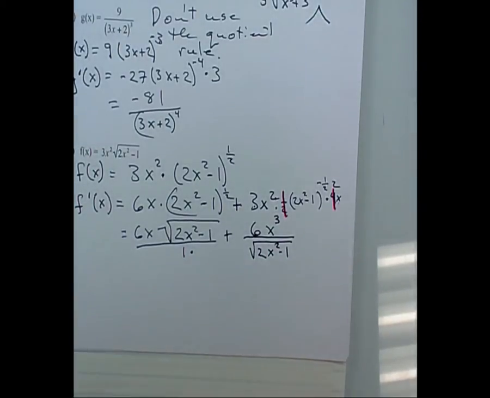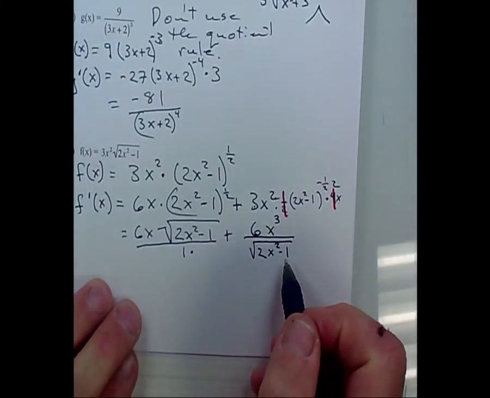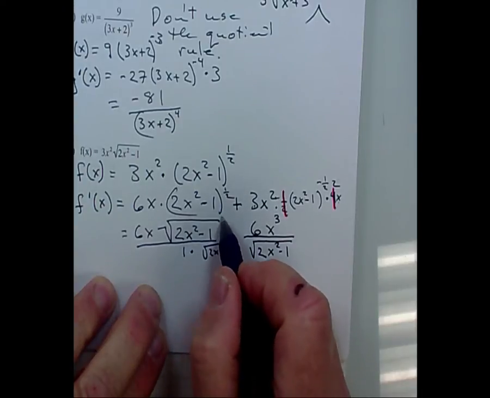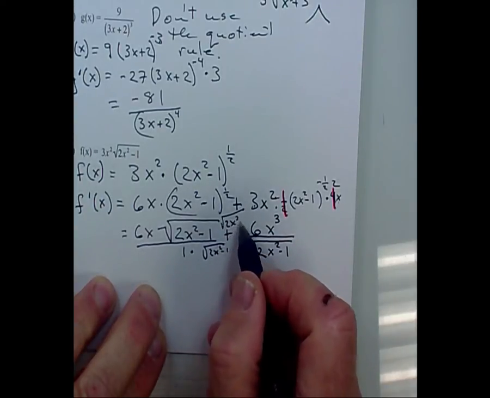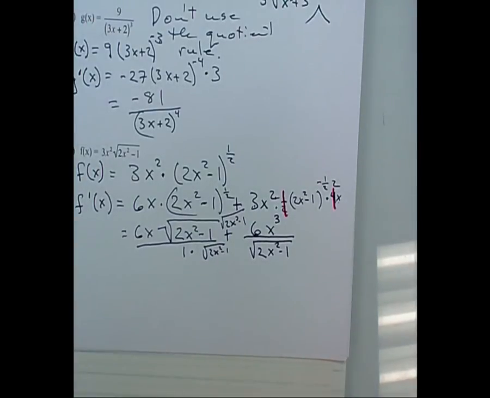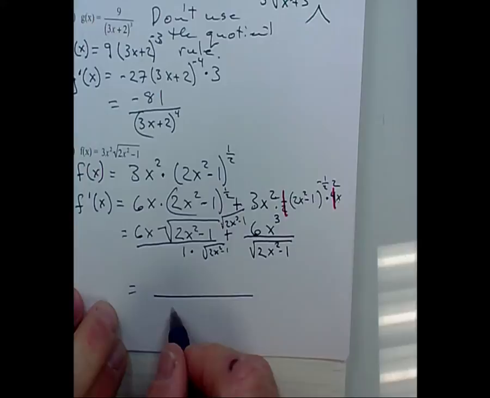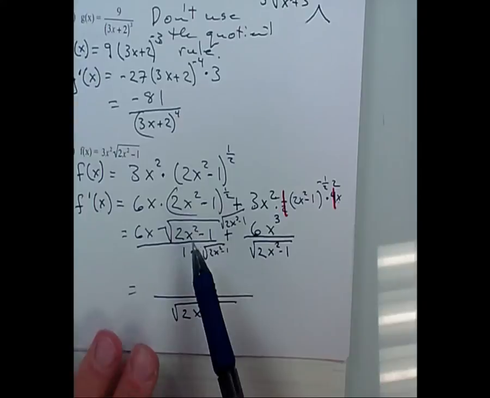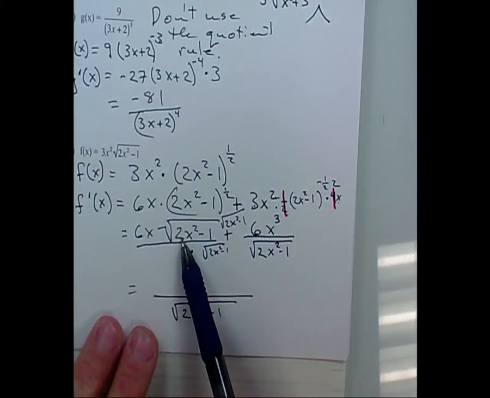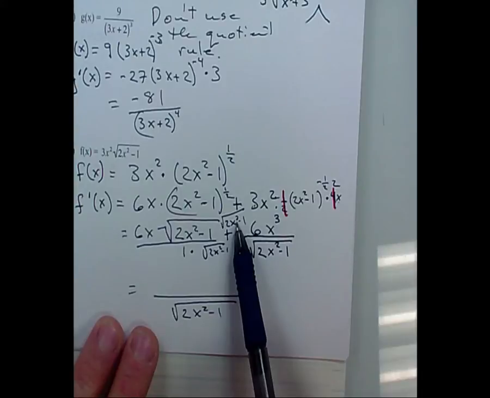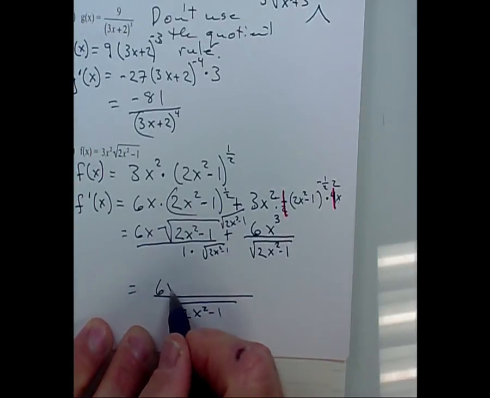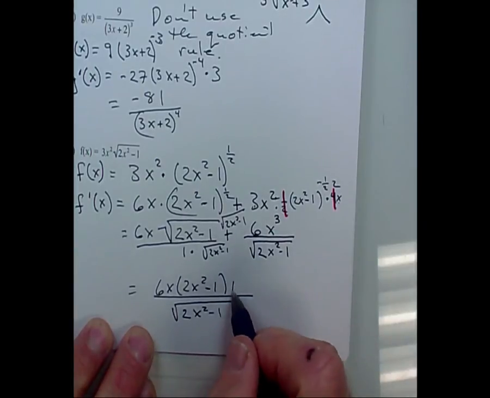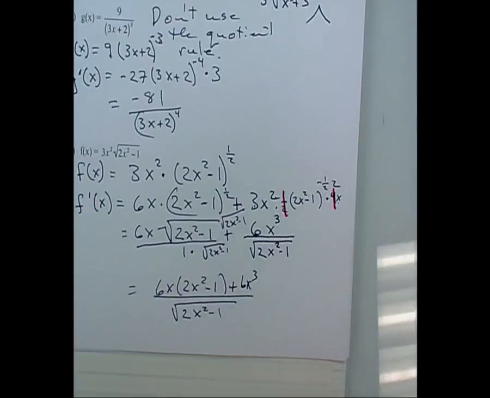So anyway, common denominator is square root of 2x squared minus 1. And so I got to multiply this by the square root of 2x squared minus 1. And up here I got to do the same thing. Are you okay with that? So on the bottom, 2x squared minus 1. What happens when I take the square root of 2x squared minus 1 times the square root of 2x squared minus 1? The radicals are gone. So I have this, right? Would you agree with that?